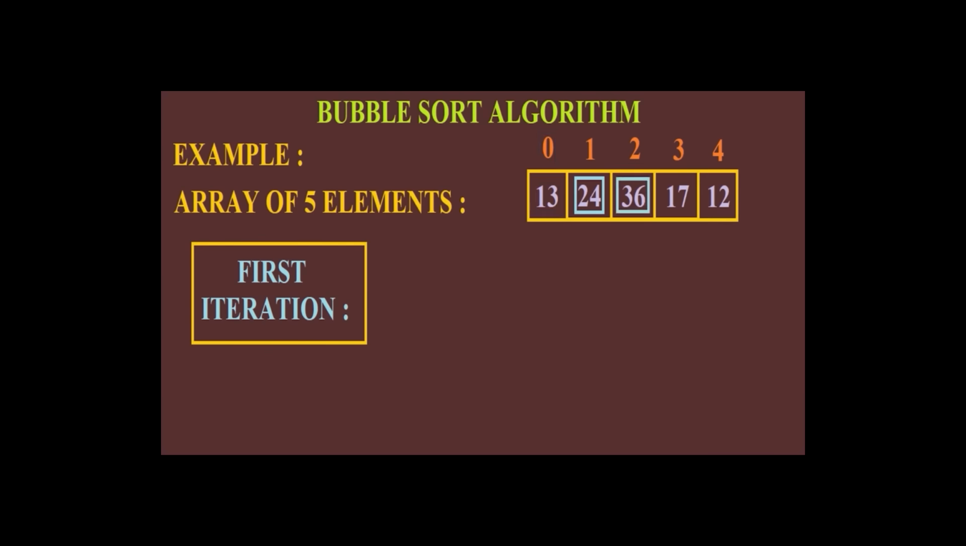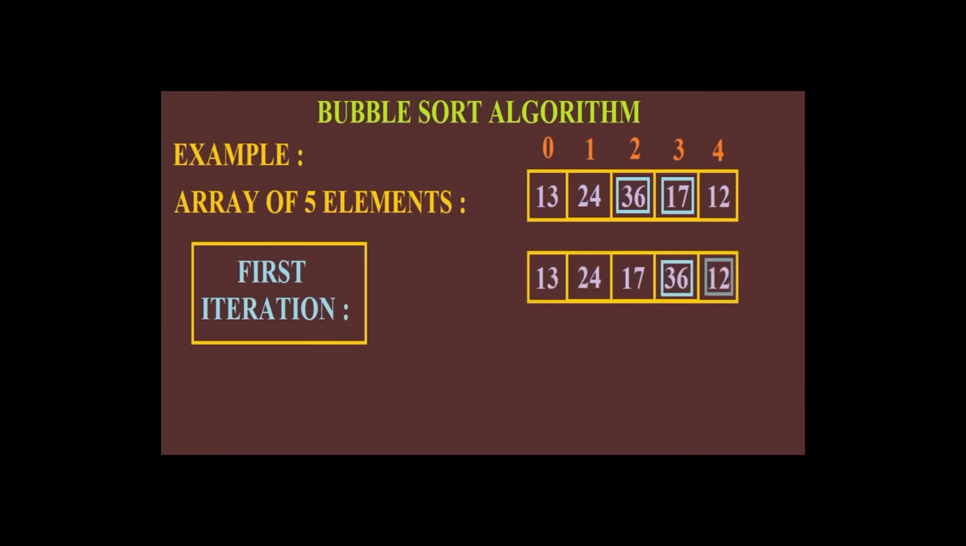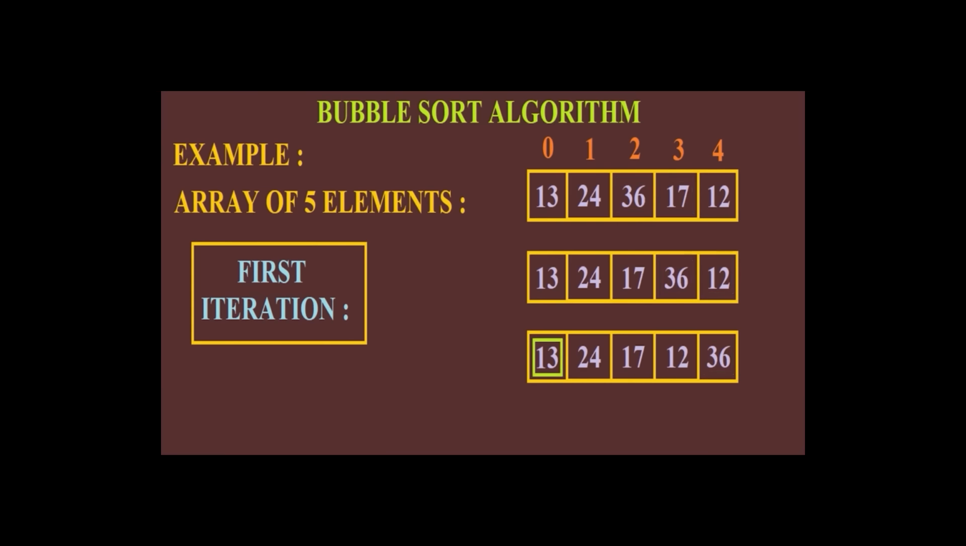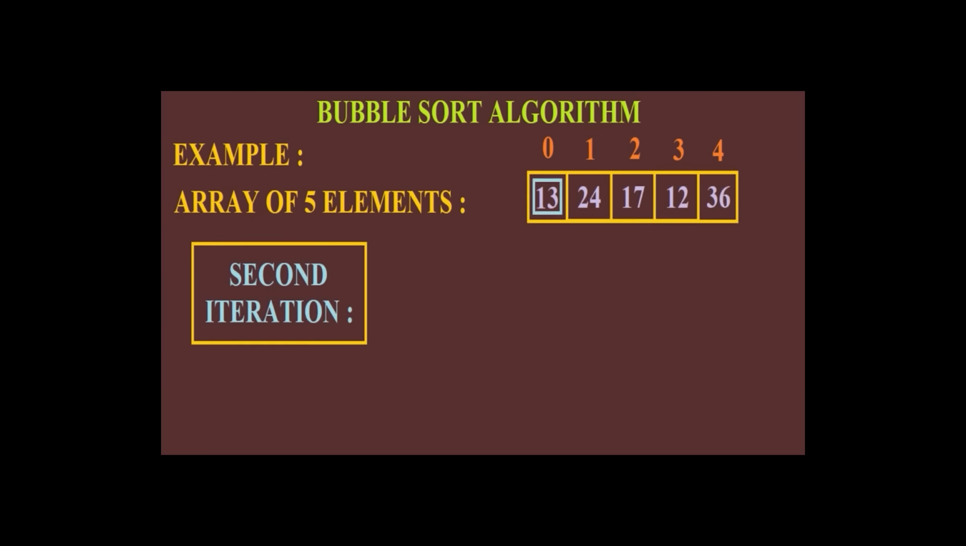Then 24 and 36 will be compared, and as 24 is smaller than 36, it will remain in its same place. Then 36 will be compared to 17, and since it is greater than 17, they will interchange positions. Then 36 and 12 will be compared, and since 36 is greater than 12, they will again interchange positions. Thus, after the first iteration, 36 has reached its desired position and the array will look like this: 13, 24, 17, 12 and 36. Now, in the second iteration, 13 will be compared to 24.